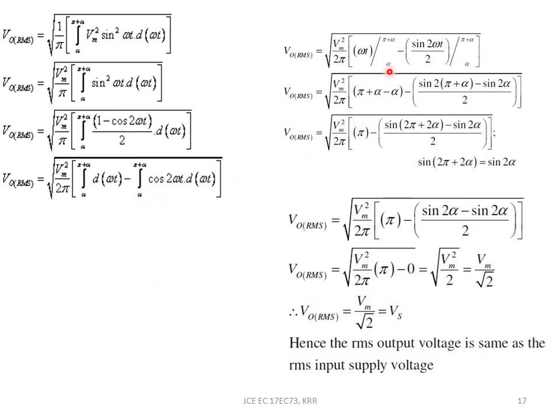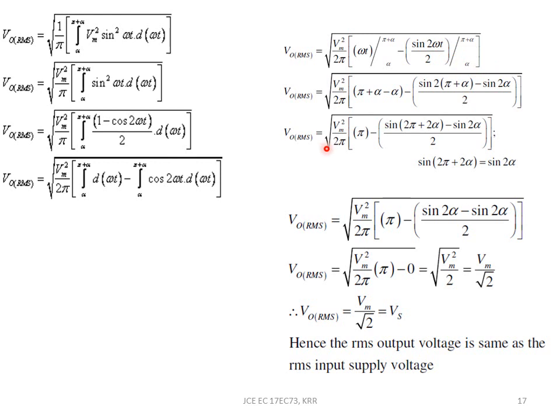I'll be substituting here alpha to pi plus alpha, and this is converted as minus sine 2 omega t by 2. And again put the limits alpha to pi plus alpha. Try to solve it at your end, guys, and all the steps are given here. So V naught RMS will be Vm squared by 2 pi, and pi omega t will be substituted as pi plus alpha. This is minus alpha, and minus of sine 2 omega t will be substituted with sine 2, and this will be pi plus alpha minus sine of 2 alpha by 2.